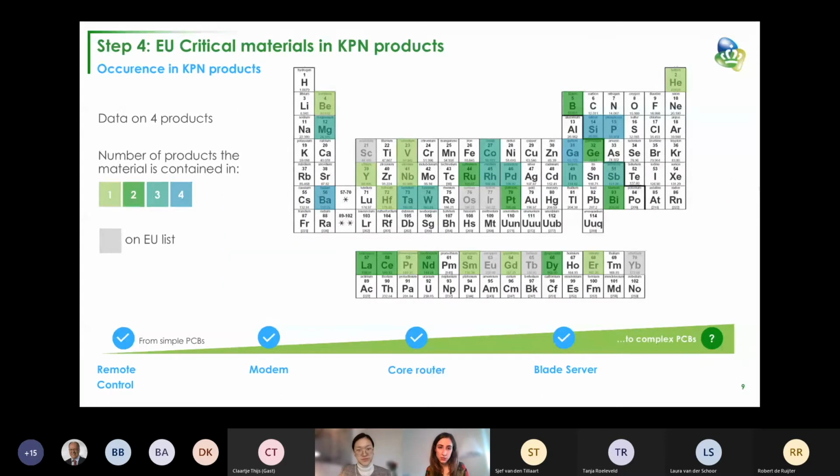This was basically the outcome of what we did and the occurrence in the KPN product. So from number 1 to 4, in how many products were those materials out of the periodic system, which you can see here, contained. Exemplarily in 4 products, say the remote control, modem, core router, and blade server, we, for example, use gallium and silicium, which of course is then of higher risk because we're just using more quantities of them.